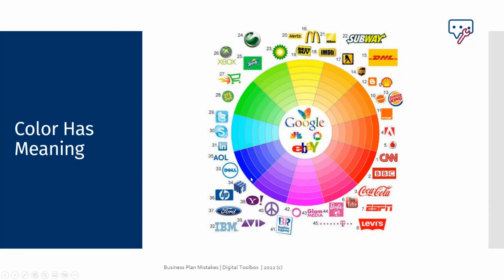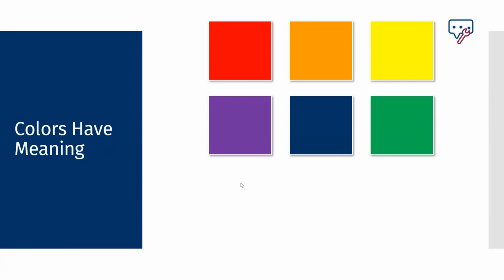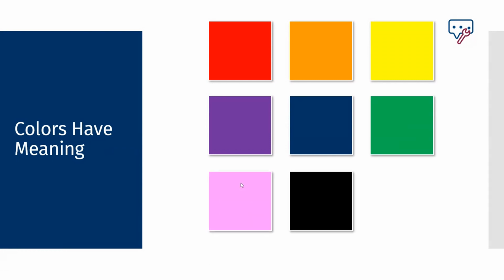You see more of the internet firms shifting from blues to greens. You have reds for some of the more established brands. Pinks definitely for women. In general, colors have meaning. And you can look at categories and begin to figure out where you want to be.